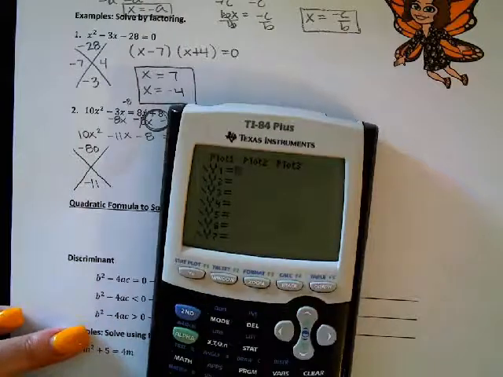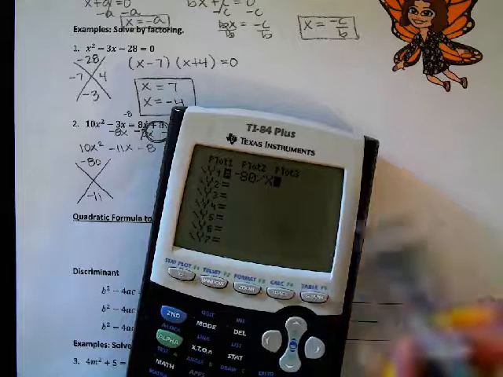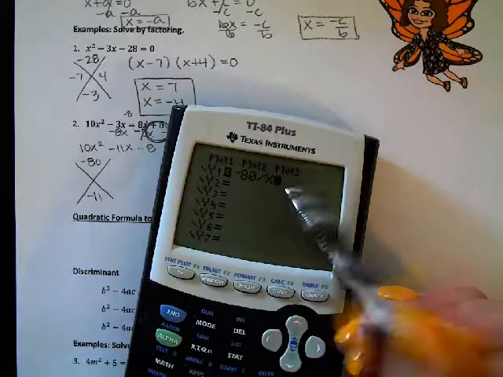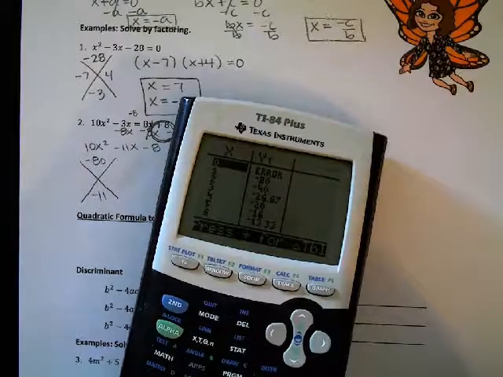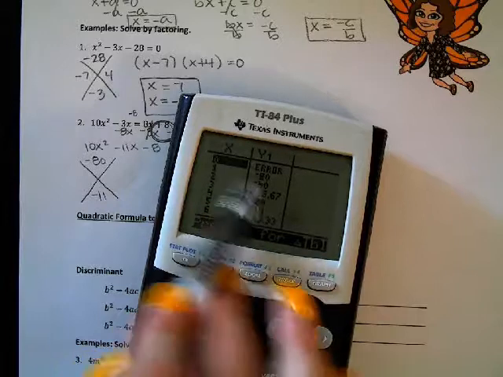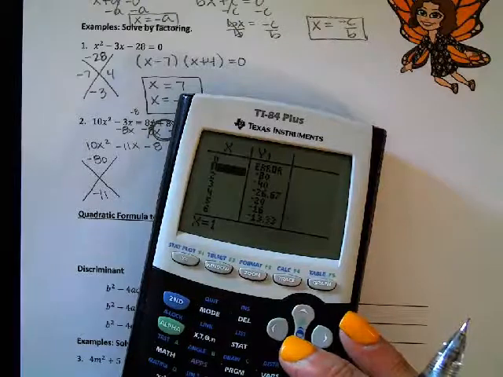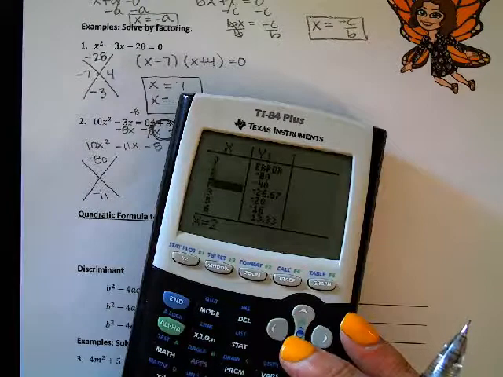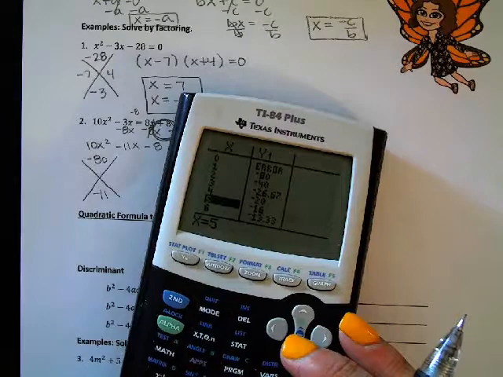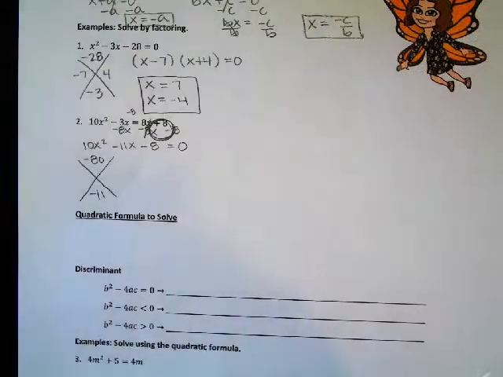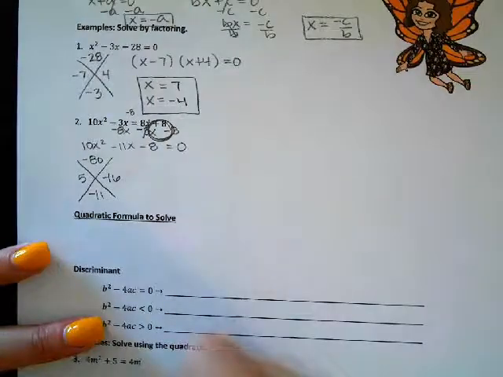If I don't know those numbers off the top of my head, and I'm assuming a lot of us probably don't, you can use your calculator to help you find them by doing -80 divided by x and then looking at the table. This is going to give you all the options that multiply to -80. As you can see, these are the ones that are adding to a negative number. So that's -79, that's a little bit too negative. -38, decimal, -16. There we go, that adds to -11, so those are the numbers that work. So we got 5 and -16 are the two numbers that add to -11.